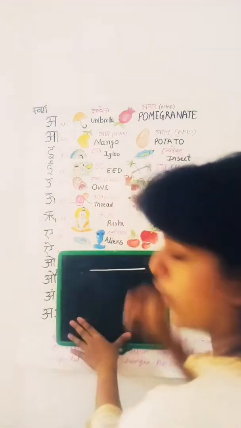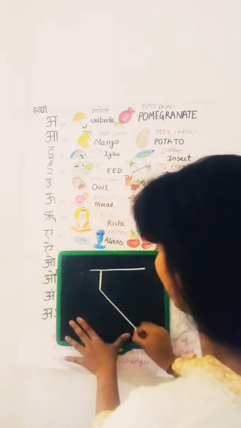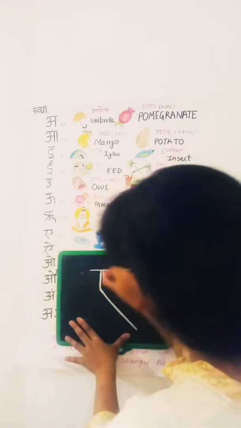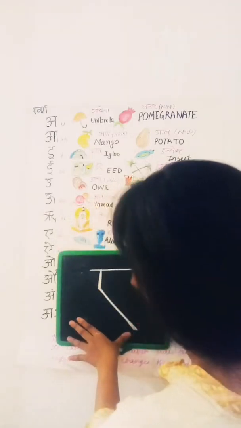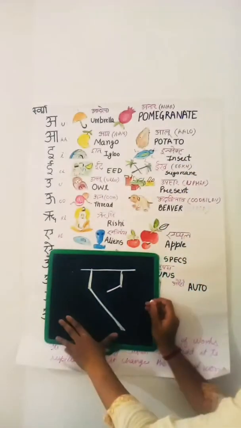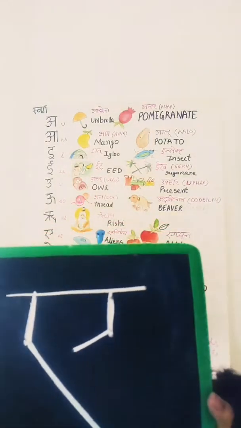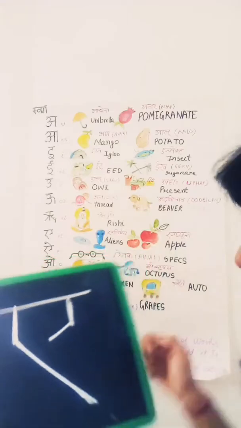First we make a horizontal line. We make a straight line and then we make a horizontal line, like we turn it like this. Then we make another straight line and then we turn it like this. So it becomes A.